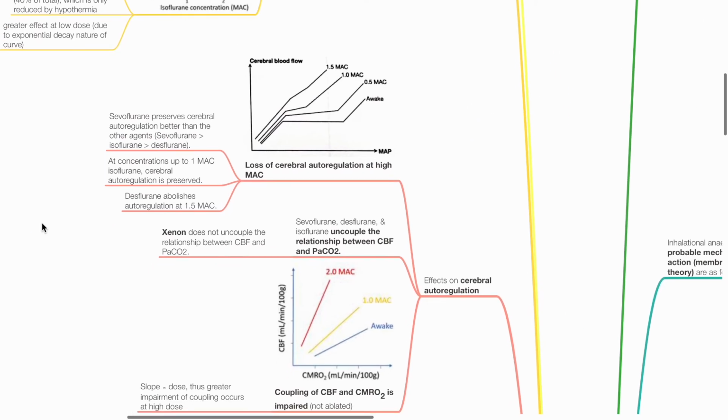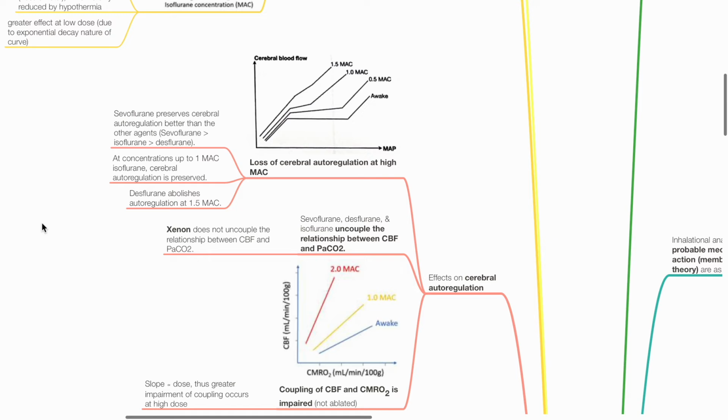Effects on cerebral autoregulation. There is loss of cerebral autoregulation at high MAC. Sevoflurane preserves cerebral autoregulation better than other agents. At concentrations of up to 1 MAC isoflurane, cerebral autoregulation is preserved. Desflurane abolishes autoregulation at 1.5 MAC.